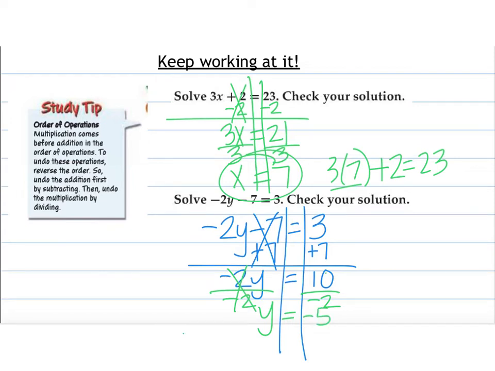So now let's put this in. Negative 2 times negative 5 minus 7 equals 3. Negative 2 times negative 5 is 10, because a negative times a negative is positive. 10 minus 7 equals 3. So then y does equal negative 5.